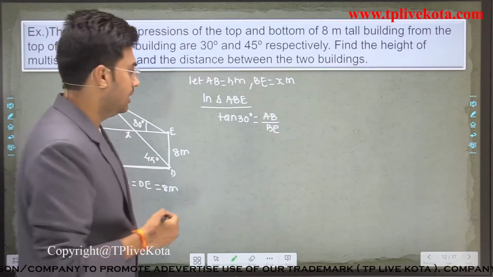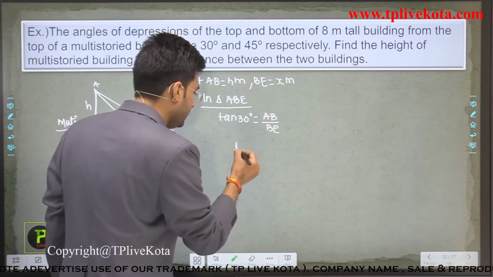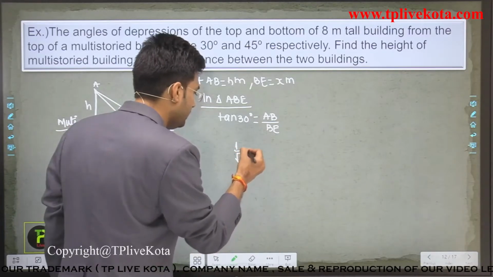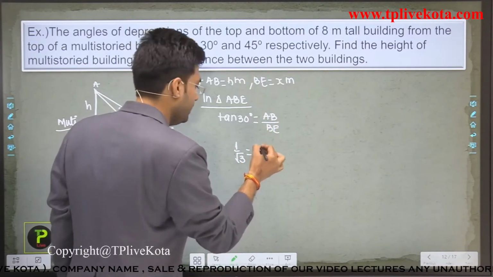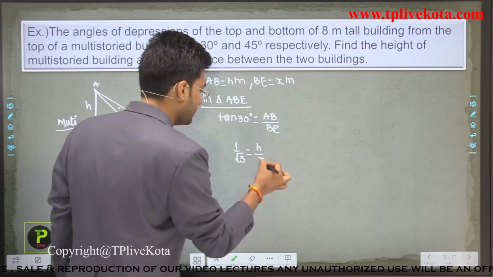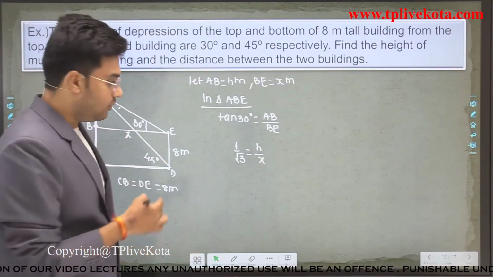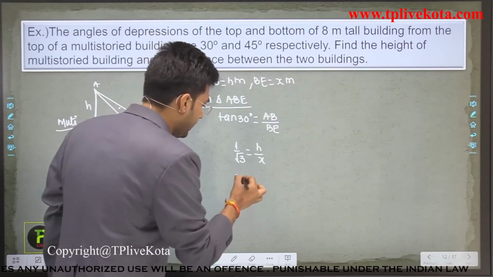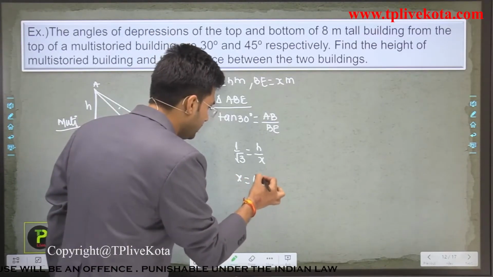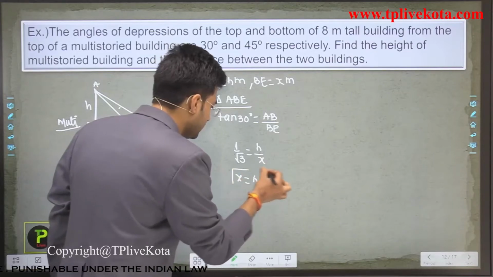Clear? Now what is the value of tan 30? It is 1 upon root 3. And what is the value of AB? It is H, and this is X. Now when we solve this, what will we get? X is equal to H root 3.